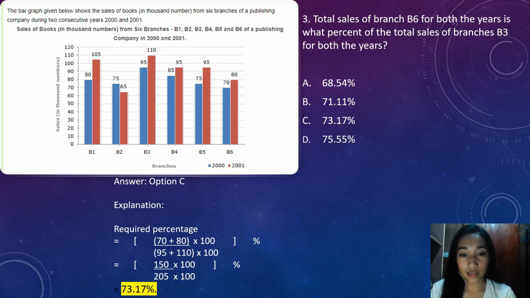So here is the explanation. You have to first find the total of branch 6, which is 70 plus 80 equals 150, times 100, over the total of branch 3, which is 95 plus 110 equals 205, and you will arrive at 73.17%. Therefore, the answer is letter C.